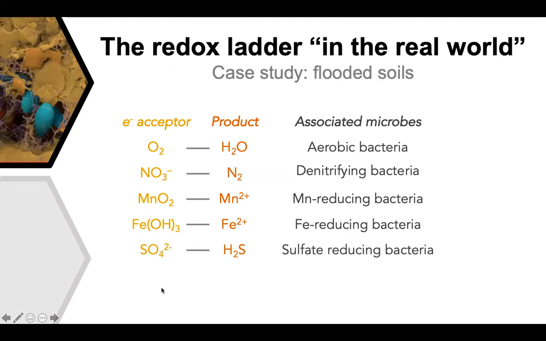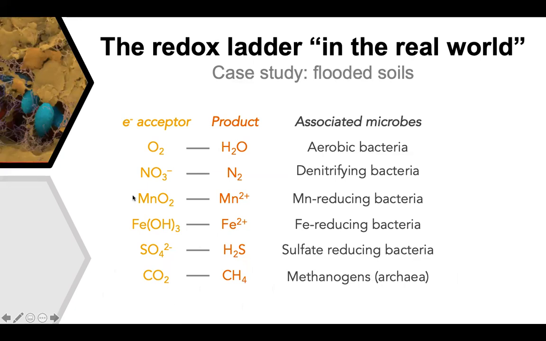Up next is sulfate. This one is producing H2S gas. This is sulfate reducing bacteria. If you ever smell that rotten egg smell, that's what's happening here: the sulfate is getting converted to that, so this is the rotten egg gas. And then lastly, CO2 is eventually your final electron acceptor, which gives us methane, and that's undertaken by methanogens. Methanogens are almost always Archaea.